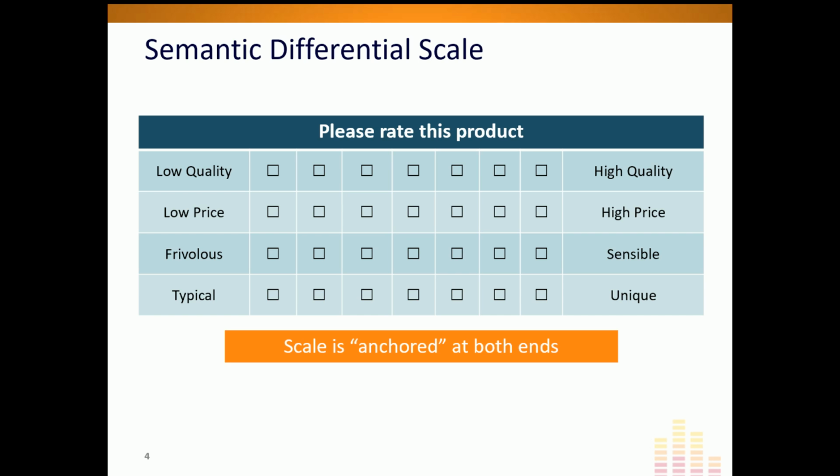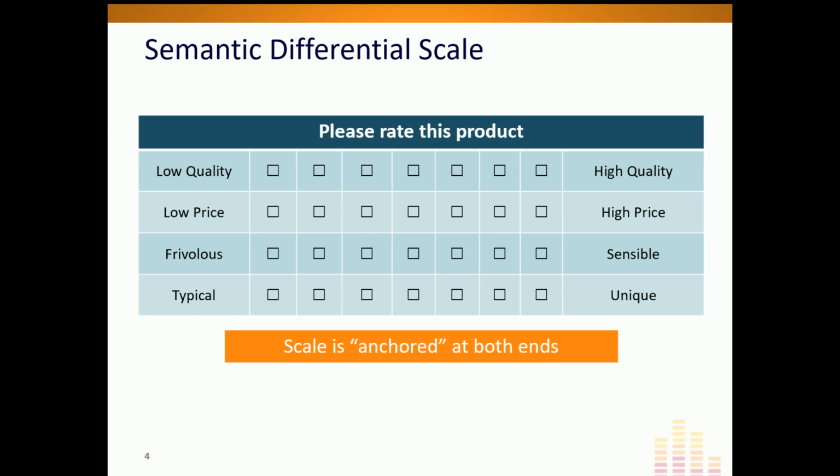And in the case that I have here, for those of you who are watching on YouTube, I'm showing please rate this product on several different items ranging from low quality to high quality, or low price to high priced, or frivolous to sensible, typical to unique. So by presenting what I'm trying to capture, the attitude that I'm hoping my respondent is going to accurately self-report to me as pairs, I'm using a lot less words, and everything is simply in adjective pairs. They're getting everything in a bipolar pair.